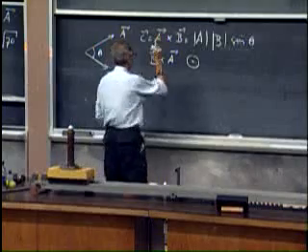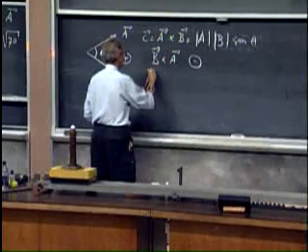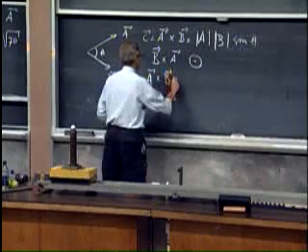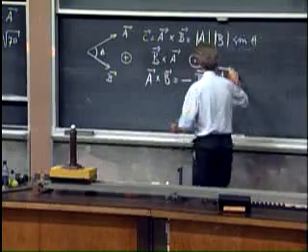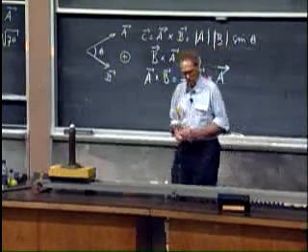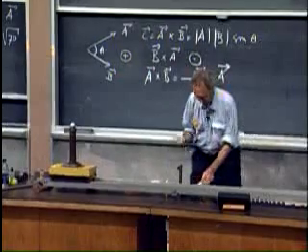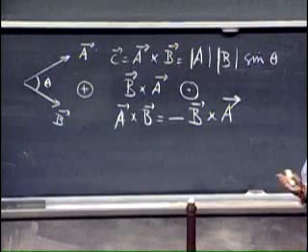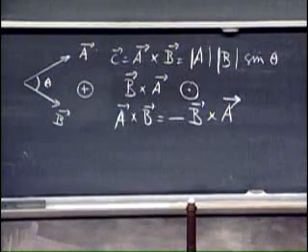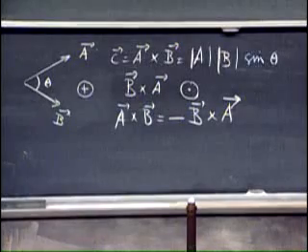In other words, A cross B equals minus B cross A. Whereas A dot B is the same as B dot A. We will encounter cross products when we deal with torques and when we deal with angular momentum, which is not the easiest part of 801.